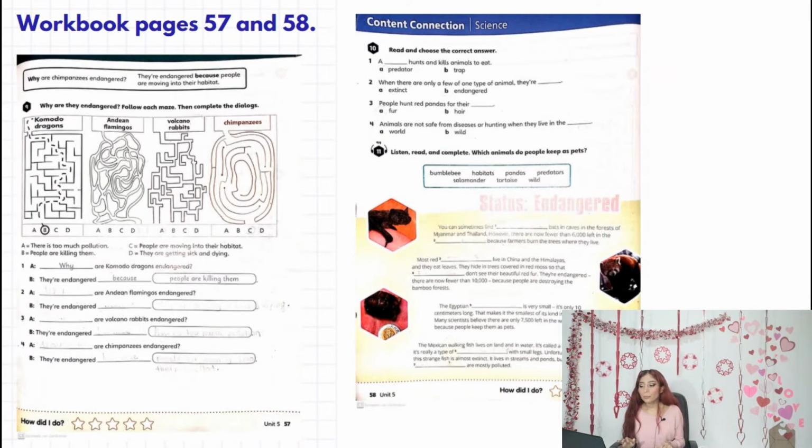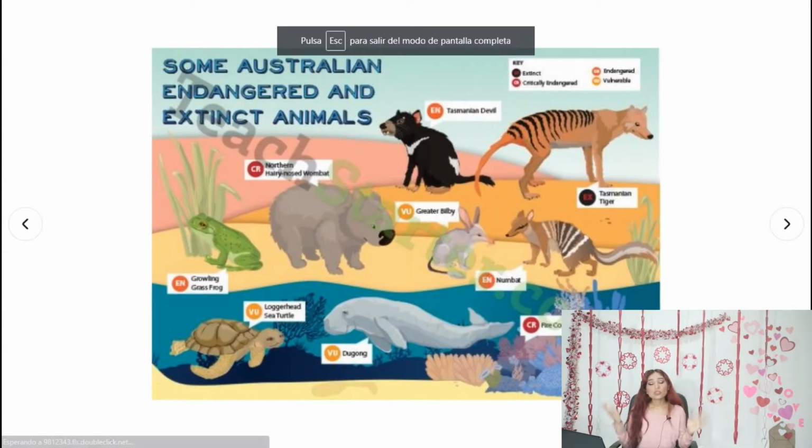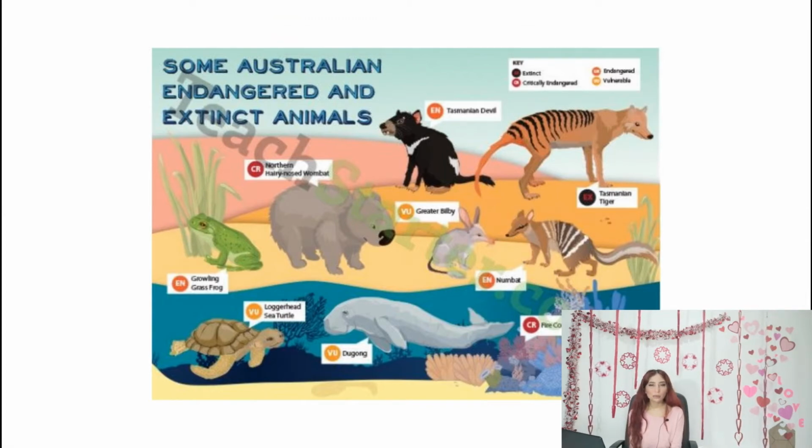We did workbook pages 57 and 58. So these were the activities. Now, today I want to show you some different vocabulary. As you can remember, we are learning about species, animals in danger. So I want to show you some different animals from the ones that we've learned in the books.